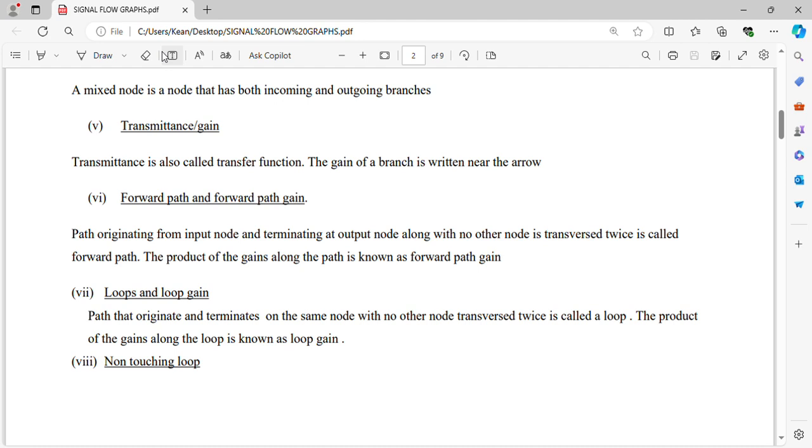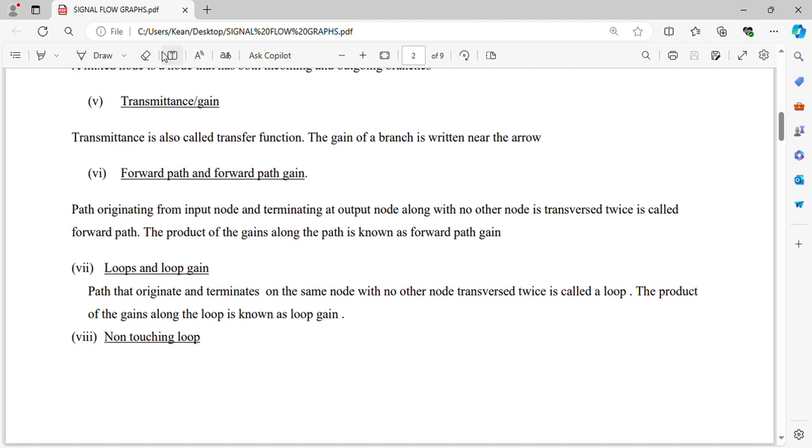Then we have the loop and the loop gain. A loop is where a signal flows along a certain route and then comes back to the same point. That is to say, a path that originates and terminates on the same node, with no other node traversed twice. This is what we call a loop. And the product of the gains along the loop is what we call the loop gain.